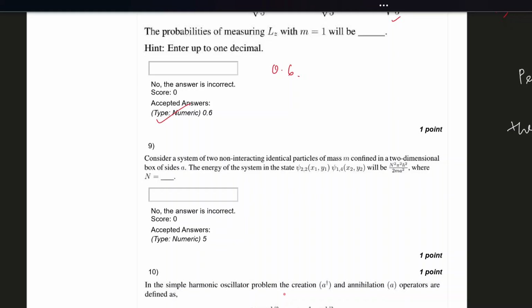So first of all, you were talking about the 2D particle in a box case. Particle in a box problem eigenvalue you already know, and then for 2D there will be an additional component coming in the plus sign of energy from the different dimension altogether. And two identical particles are there and they are non-interacting with each other. So in such a case, the energy of the system is given in the state psi 2, 2 x1 y1 and 1, 4 x2 y2. Then n should be what?